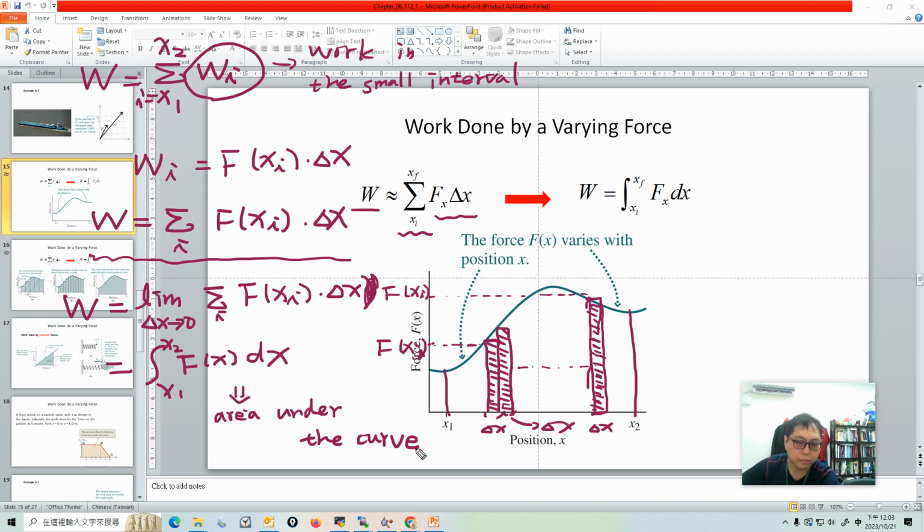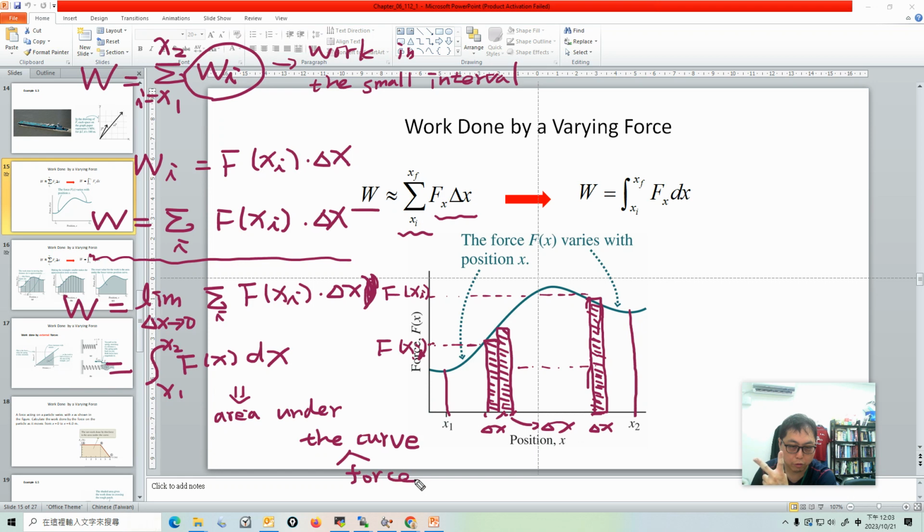Okay, so calculating the work by a variant force, you just calculate the area under the force curve. Okay, I just said area under the force curve.